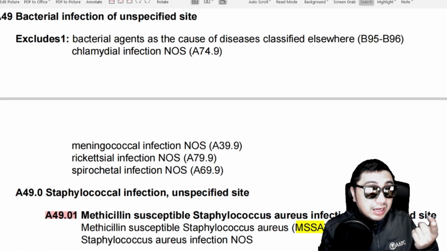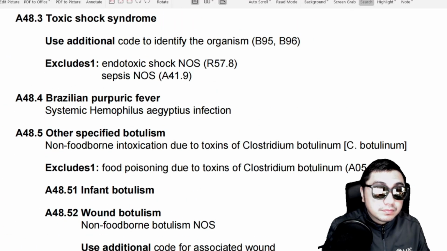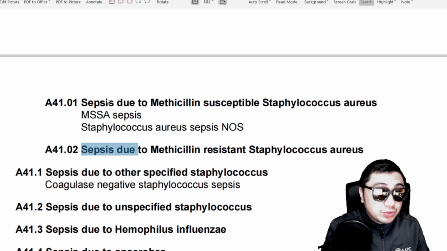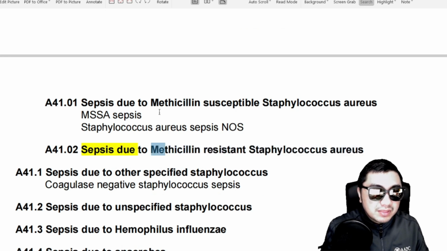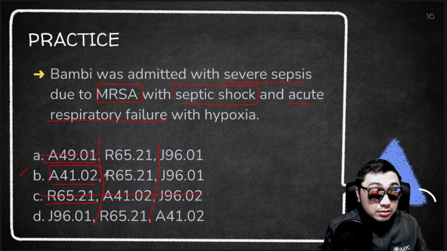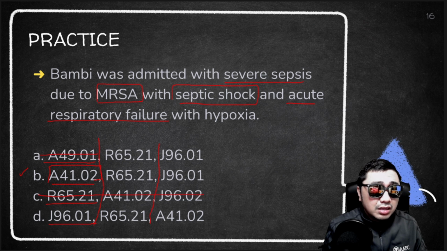But if you will check your A41.02, as mentioned here in letter B, sepsis due to MRSA. Oh, no, MSSA, yes. This is MRSA, sorry. Methicillin resistant. So this is your MRSA. Can we code A41.02? Yes, we can. So we put a little check mark here to indicate that, oh, this is the one, this might be the answer for this question. And check your J96.01. So we have a battle between B and D only, okay?